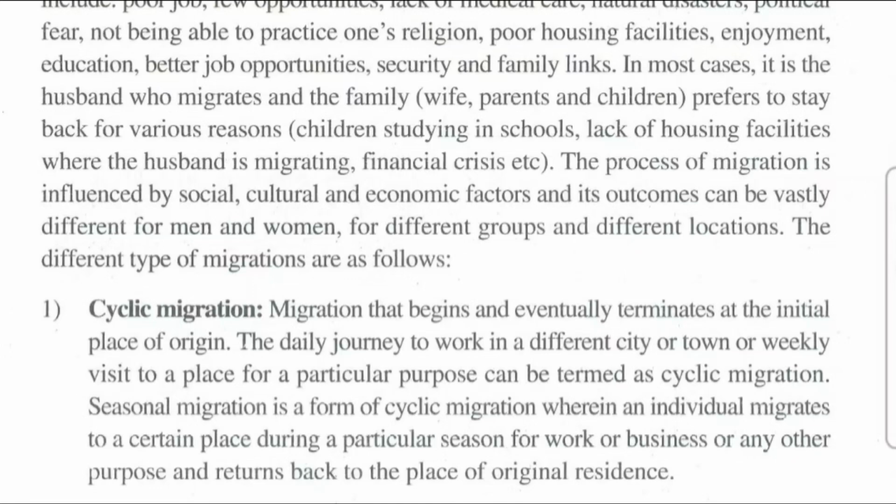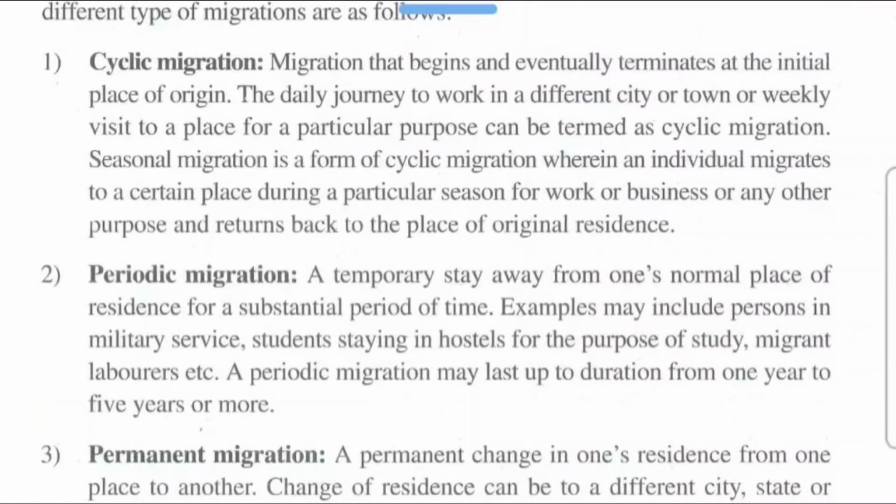The different types of migrations are as follows. 1. Cyclic migration. Migration that begins and eventually terminates at the initial place of origin. The daily journey to work in a different city or town, or weekly visit to a place for a particular purpose can be termed as cyclic migration. Seasonal migration is a form of cyclic migration wherein an individual migrates to a certain place during a particular season for work or business or any other purpose and returns back to the place of original residence.